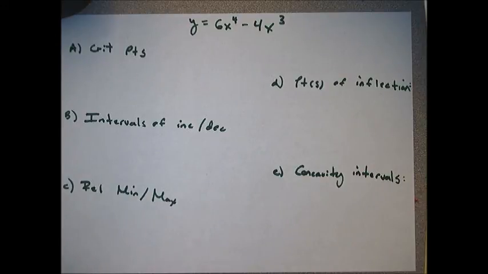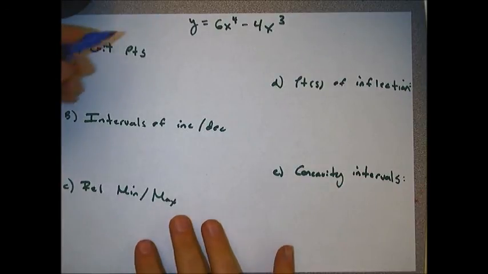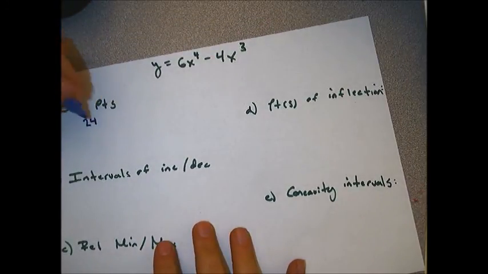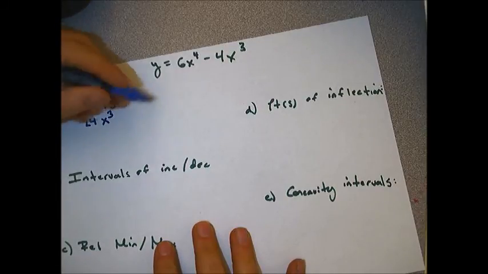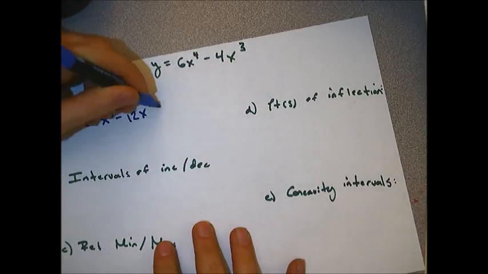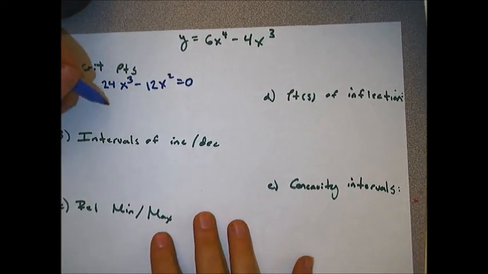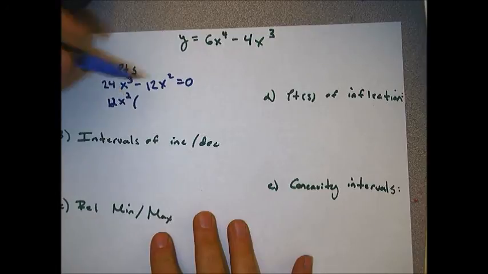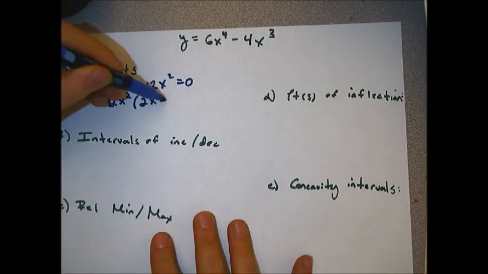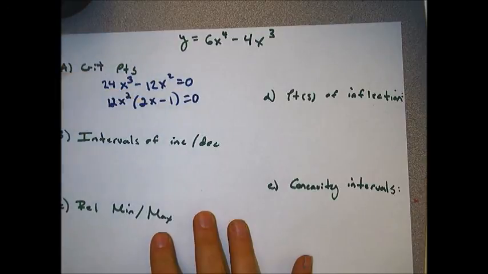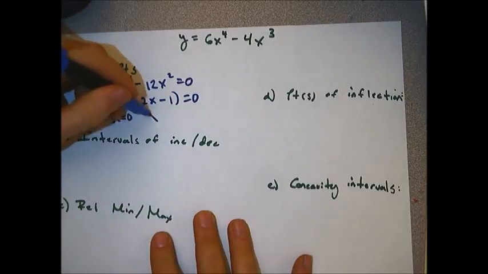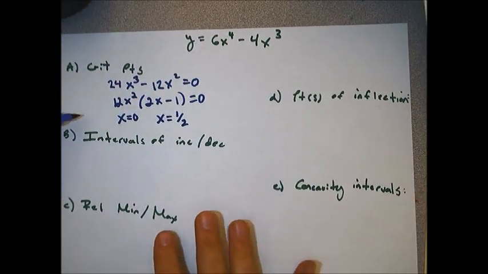Okay, we're looking at the fourth problem in the packet. This is the one with 5 parts. Part A says to find the critical points. So to find a critical point, we want to find a derivative. We want to set it equal to 0. So my derivative would be 24x to the third minus 12x squared, setting it to 0. I can factor out a 12x squared, and that leaves me 2x minus 1 is equal to 0. I set both things with a variable equal to 0, so the first one gives me 0, and the second one gives me positive 1/2. Those are your critical points.